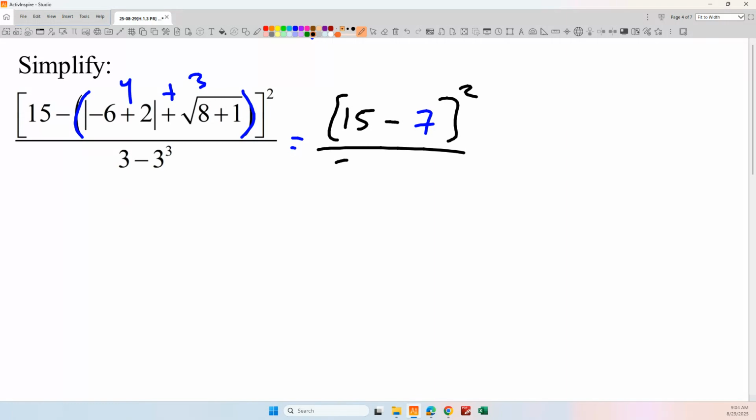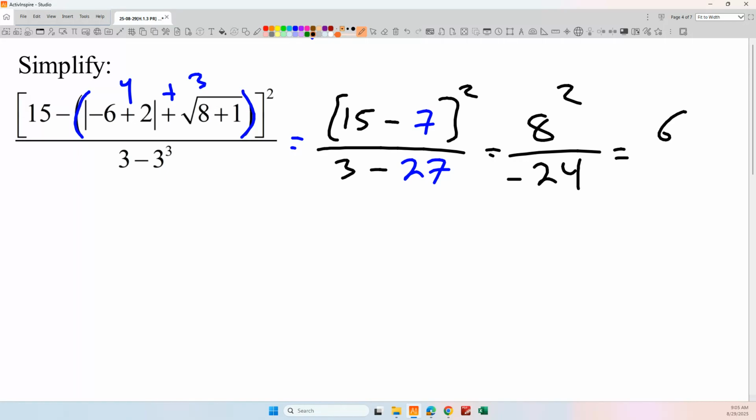Exponent, good. So I'm getting 3 minus, what's 3 cubed? 27. Good. On the top, what's that giving me? 64, because I'm just getting 8 squared. Good. And on the bottom? Negative 24. Okay, so I'm getting 64 over 24, and let's move that negative sign out front. Okay, we done? Is that simplified? What else could we do?